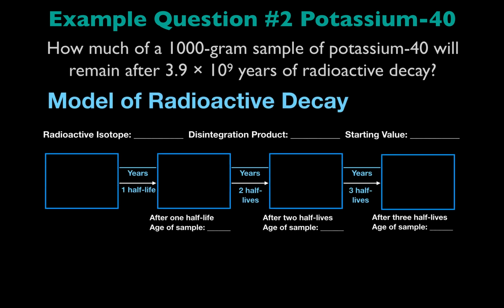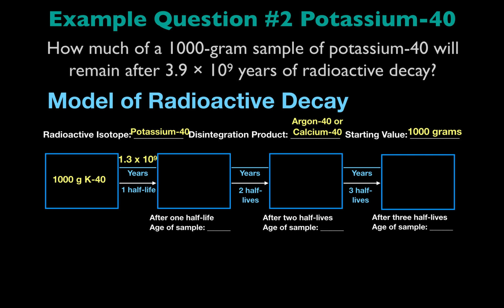So if we have our model of radioactive decay here, the radioactive isotope stays the same, potassium-40, disintegration products, either argon or calcium-40. But now our starting value, since we're not dealing with percentages here, we're dealing with a mass. We're starting with 1,000 grams of potassium-40. So now, at this point, we're going to put 1,000 grams of potassium-40 into our model. And the half-life of potassium-40 is always 1.3 times 10 to the 9th, so we're going to put that in first.